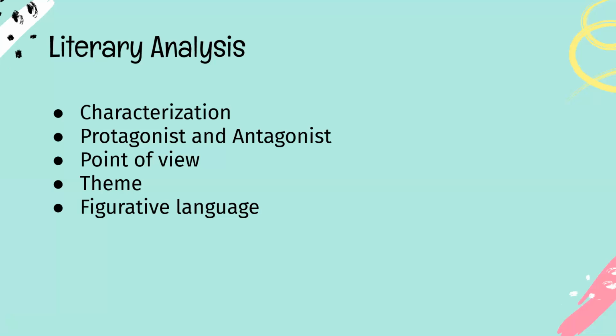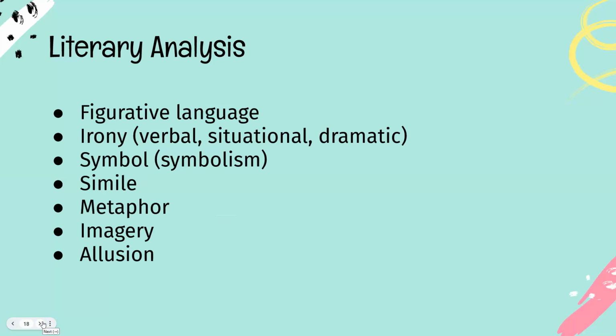We talked about theme, which is the most important idea or message conveyed in the story. So everything in the story is going to tie together to contribute to one overall most important idea or message, and that's the theme. And then we talked about figurative language. There are over 200 types of figurative language in the English language. We focused on the most common types, which include irony.